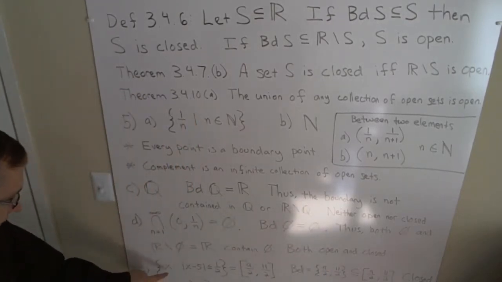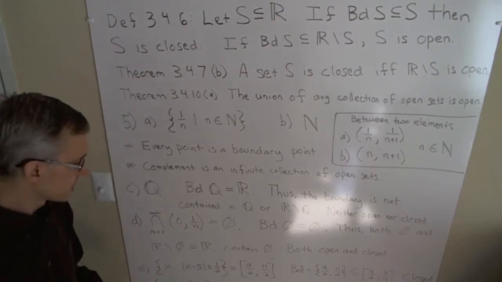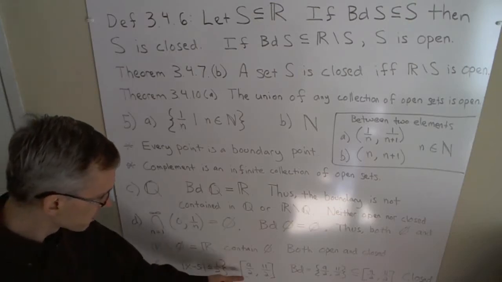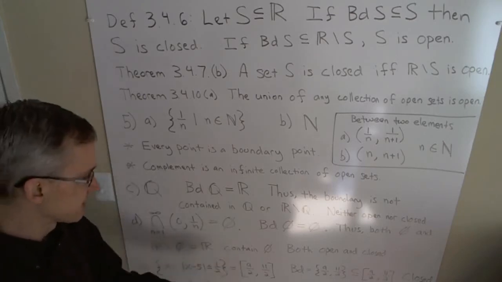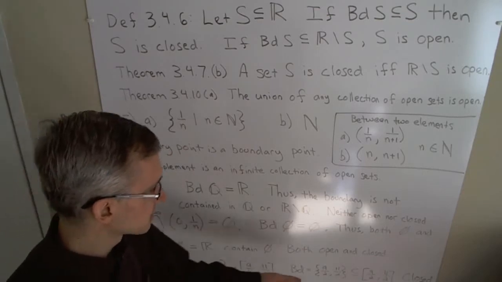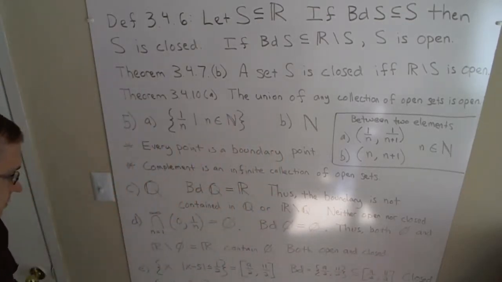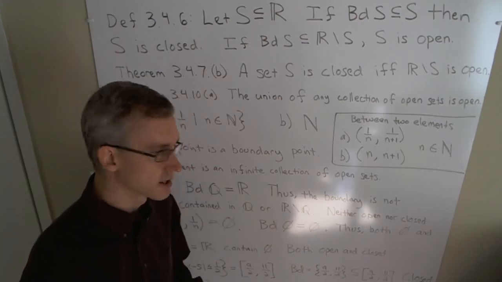Part E, we have x such that the absolute value of x minus 5 is less than or equal to 1/2. And that is simply the closed interval between 9/2 and 11/2. Now the boundary of this set is the 2 points 9/2 and 11/2. And that's clearly contained inside that closed interval. Therefore, that set is closed. The boundary, however, is not contained in the complement of that set, so it's not open.